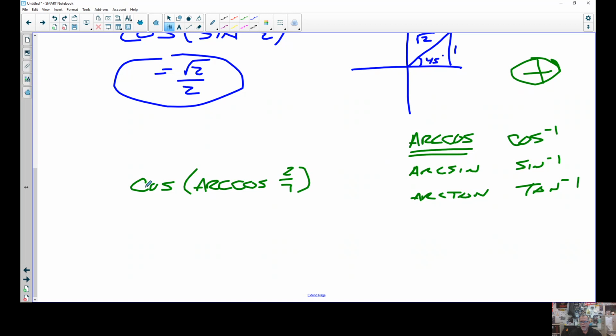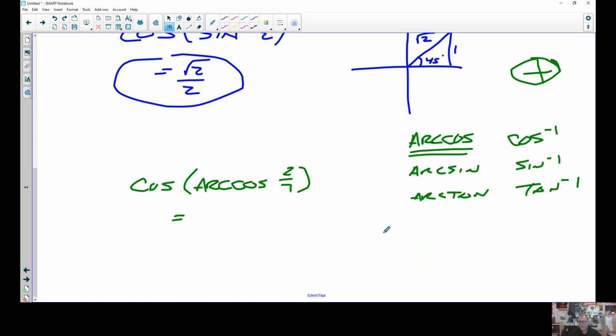So this is the cosine of the angle whose cosine is 2/7. I'm going to give you a second to think about that. If you need to, pause, and try to work this one through. The cosine of the angle whose cosine is 2/7. Go ahead and pause. All right, I'm going to assume you paused, and you're back now.